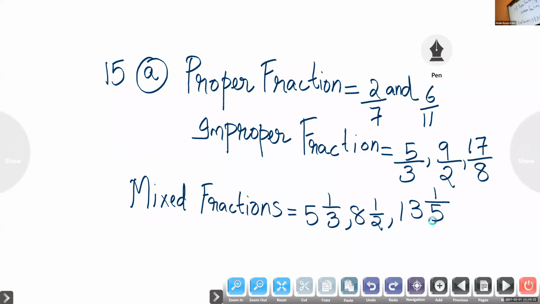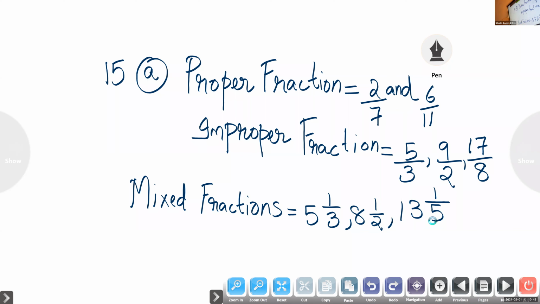Now, which is the improper fraction? Improper means numerator greater. So, Andarshan told the answer here: 5 by 3, 9 by 2, 17 by 8. Okay. Now, mixed fractions, we know already what is a mixed fraction. It will have a whole number and a proper fraction.